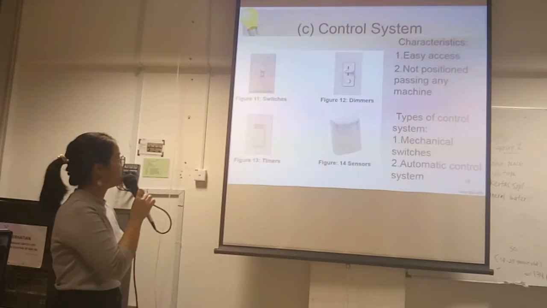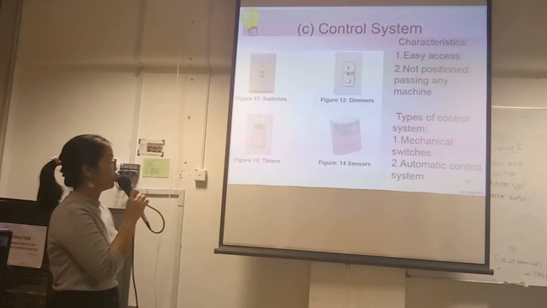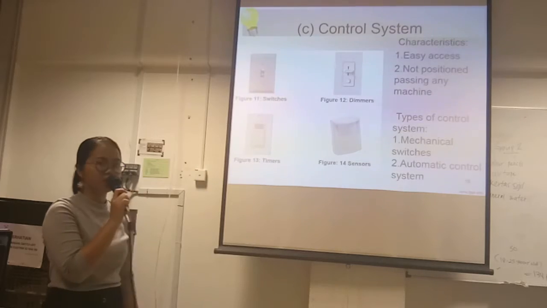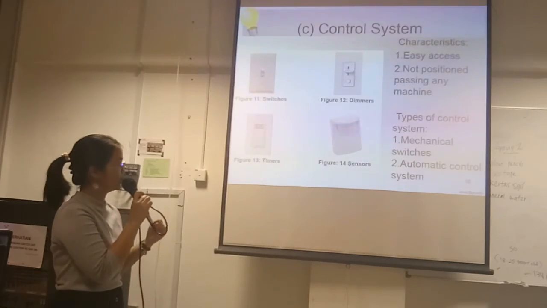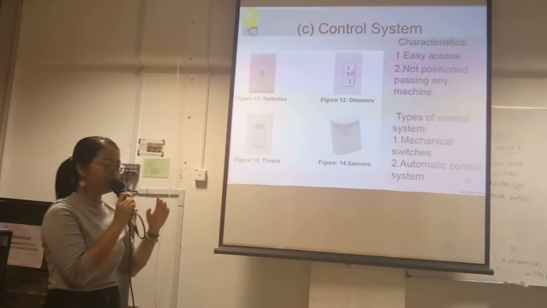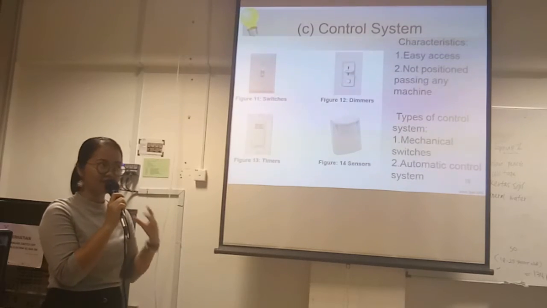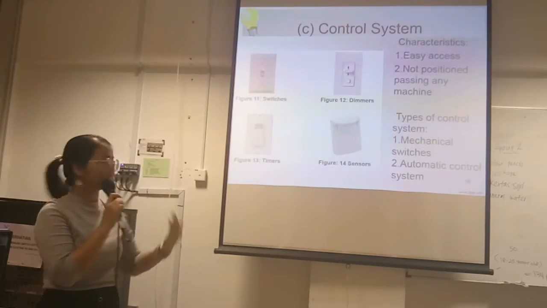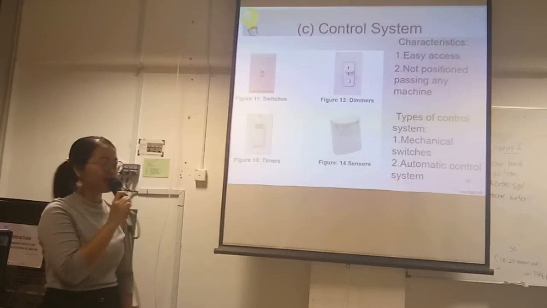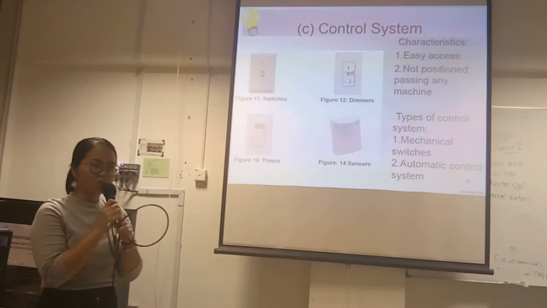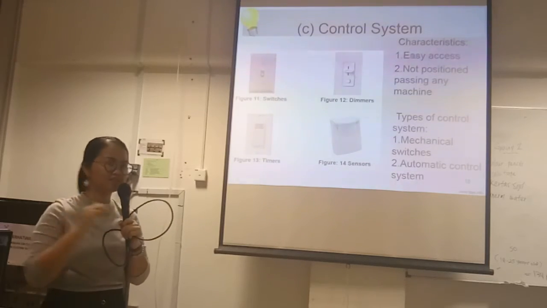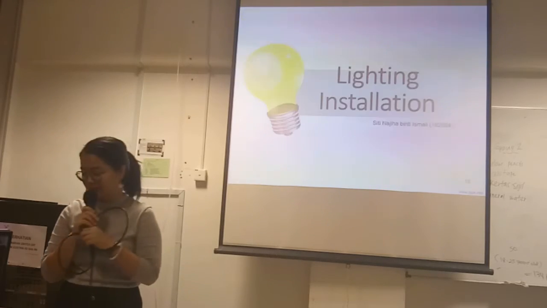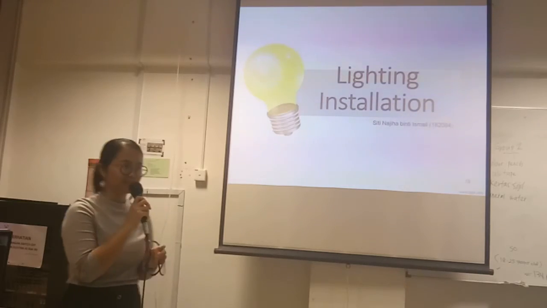The third one is a control system. We have 4 types of control system, which are the switches, dimmers, timers, and sensors. And the characteristic that we need to consider to choose a good control system is it must be easily accessible. We must put it better at the entrance so that it is easy to access. And it is not positioned passing any machine. For example, in the factory, we must put it in an accessible location. And there are 2 types, which are the mechanical switches and automatic control system. Next, I'm going to pass to Najiha.